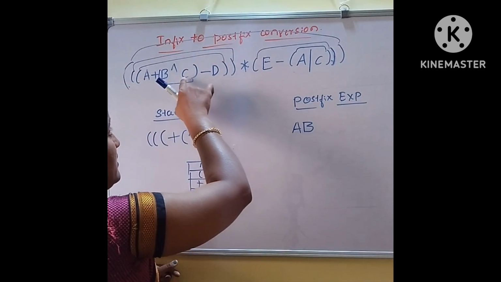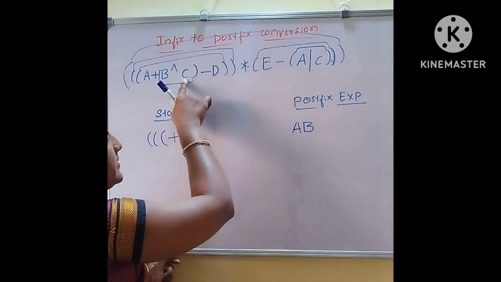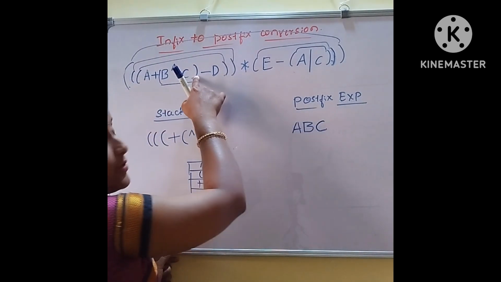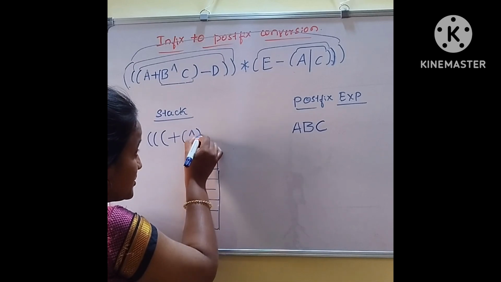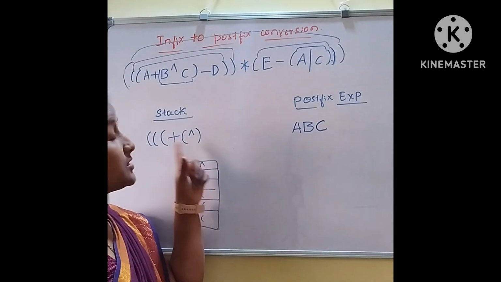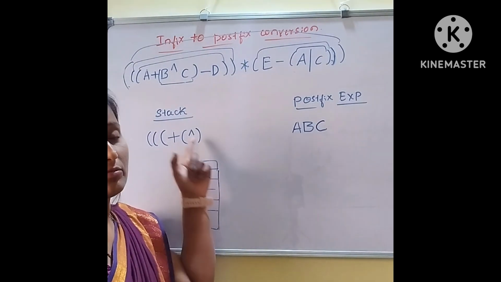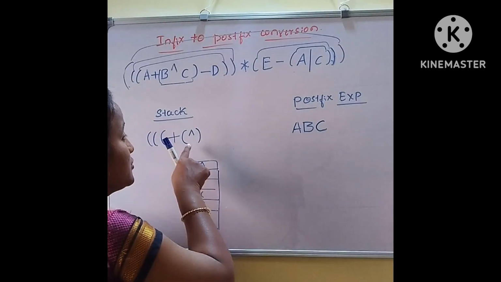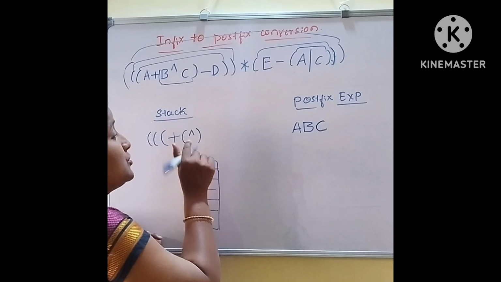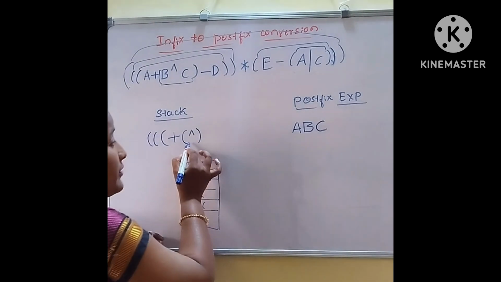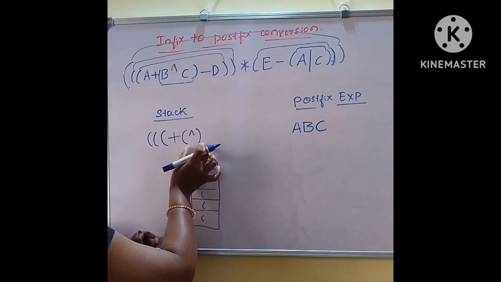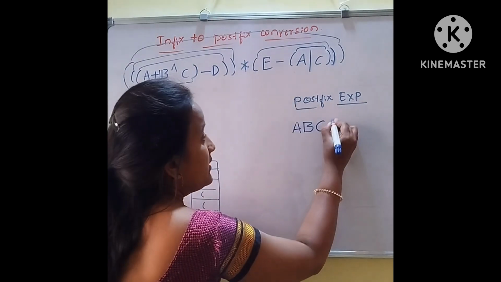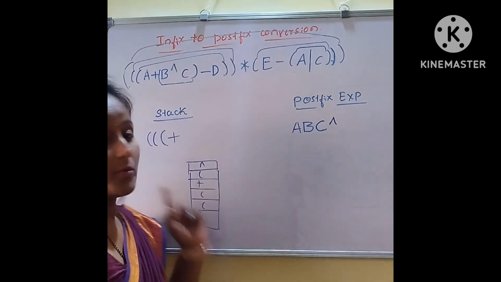Okay, next, which is the next variable? That is C. C is an operand. We have to push it into the what? Postfix expression. Next is what? Closing bracket. When you reach the closing brace, you just pop out the element from the stack and push it into the postfix expression. Whatever operator I'm getting, you just pop out the element. I got the closing brace here, just pop out the element and push it to the postfix expression. This is popped out already.